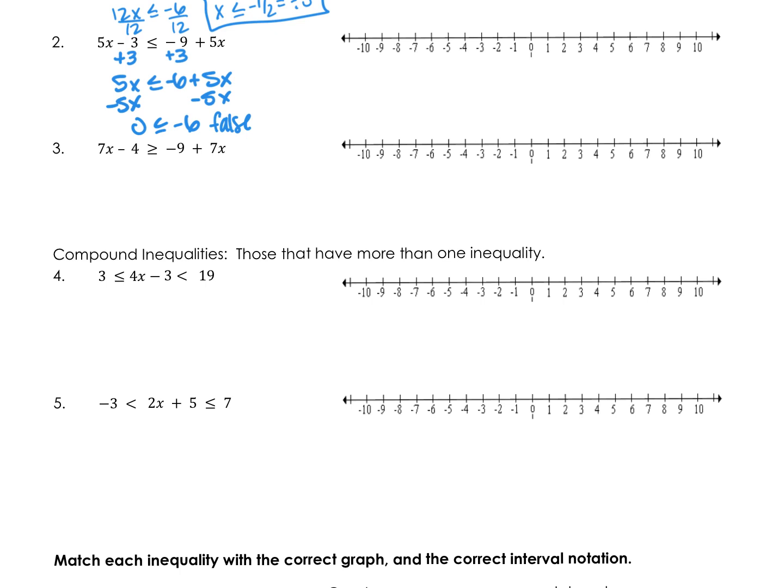So what does that mean? If all your x's disappear and you have a statement left, you have to ask yourself, is it true or false? If it is false, that means it doesn't matter what x is, this is never going to be true. So there is no solution, okay? If you get the statement is false, it is no solution. There is not a single value of x that will make this true.